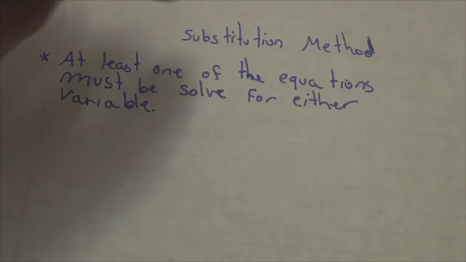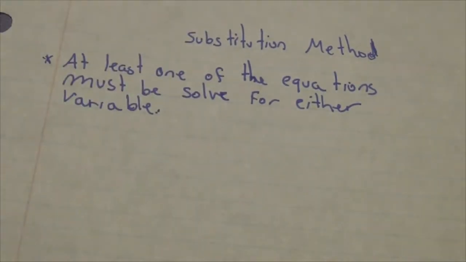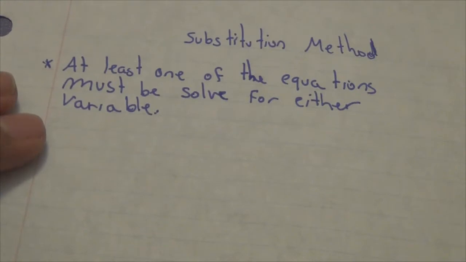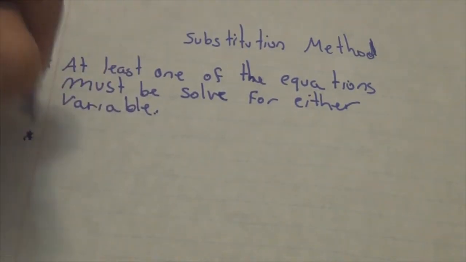So now we're going to do the substitution method. At least one of the equations must be solved for either variable. If it's an x and a y, then either for x or for y. If it's a and b, then either for a or for b. So let's have our first example of solving system of equations by substitution. Let's have an easy one.